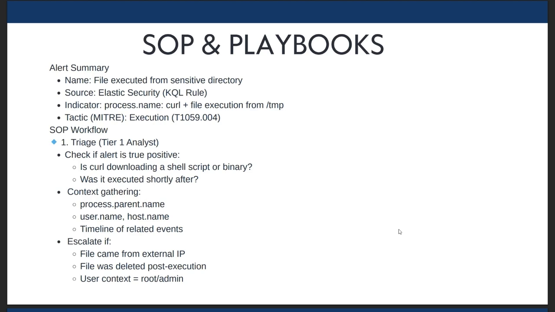That is, the file comes from an external IP, or the file was deleted, or the context is that the user is an admin user and we found this curl command and it executed an unknown binary file. If those cases come in, then we would escalate to our tier 2 analysts to investigate further. So this is an example of a playbook and SOP. Sorry, this is not a playbook, this is an SOP.